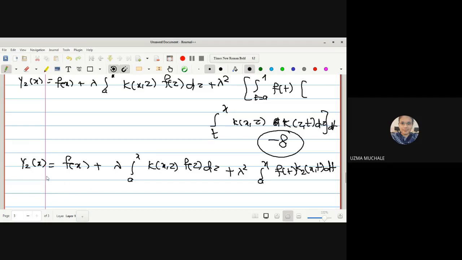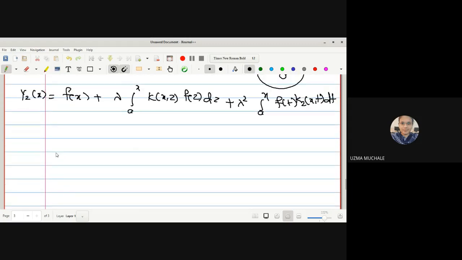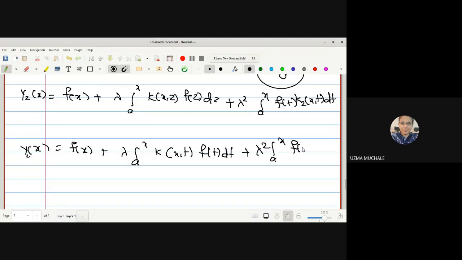Because already we have replaced t by z, now we will again give back, replacing z by t. The above equation becomes y2 of x is equal to f of x plus lambda integration a to x k of xt f of t dt plus lambda square integration a to x f of t k2 of xt dt.